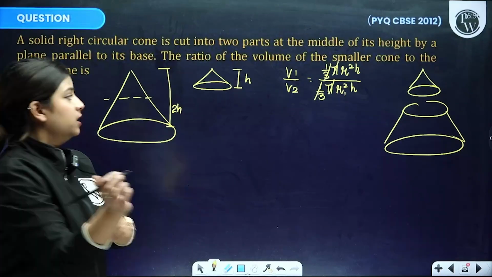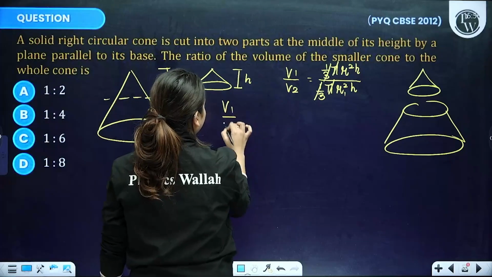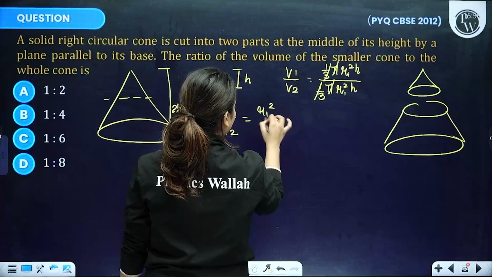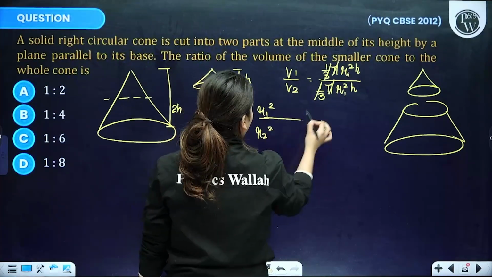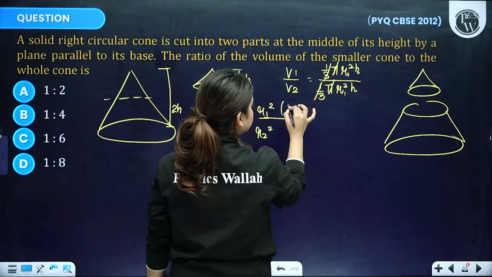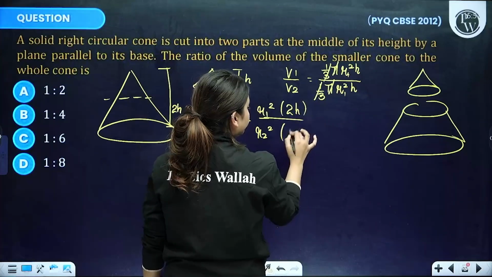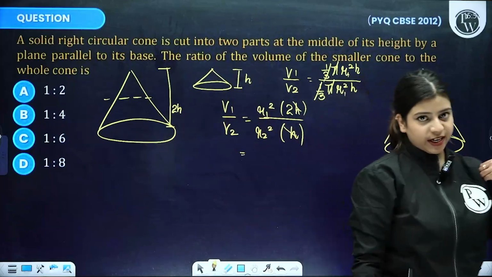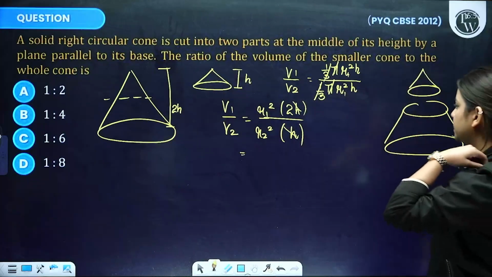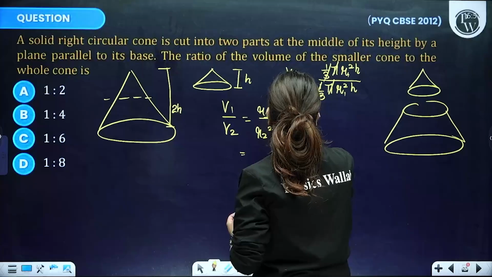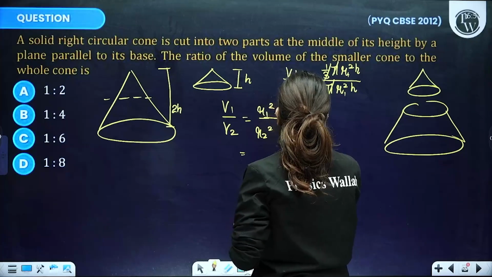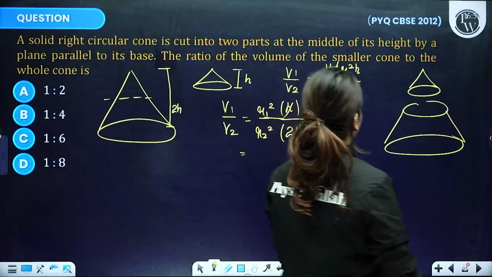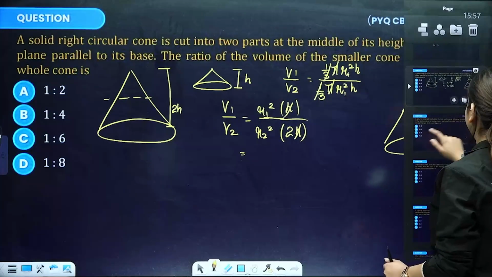Okay, right. So basically volume 1 upon volume 2 is equal to r1 square upon r2 square, and the height over here it is 2h and over here it is h. So h and h will get cancelled out. H and h will get cancelled out, right? So over here the above part is h and in the below this is 2h. So h and h will get cancelled out and you will be left with 1:2. Right? Let's move forward to the next question.